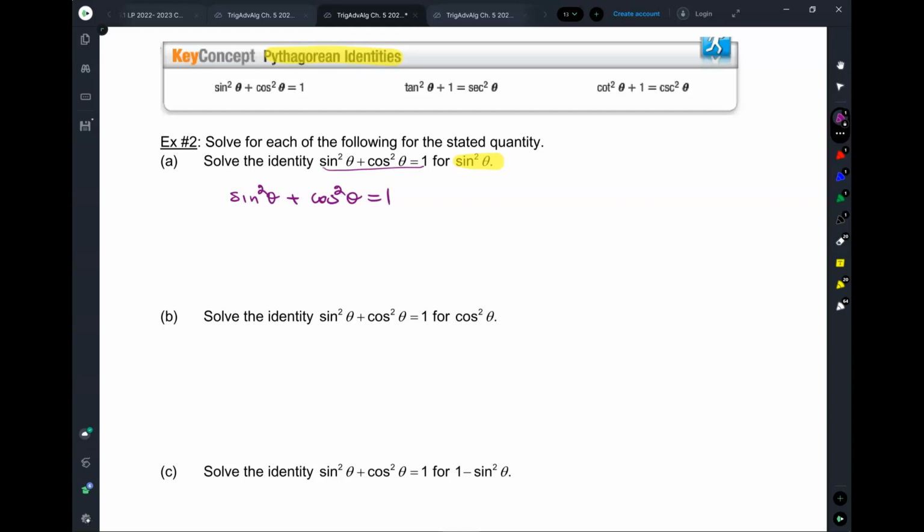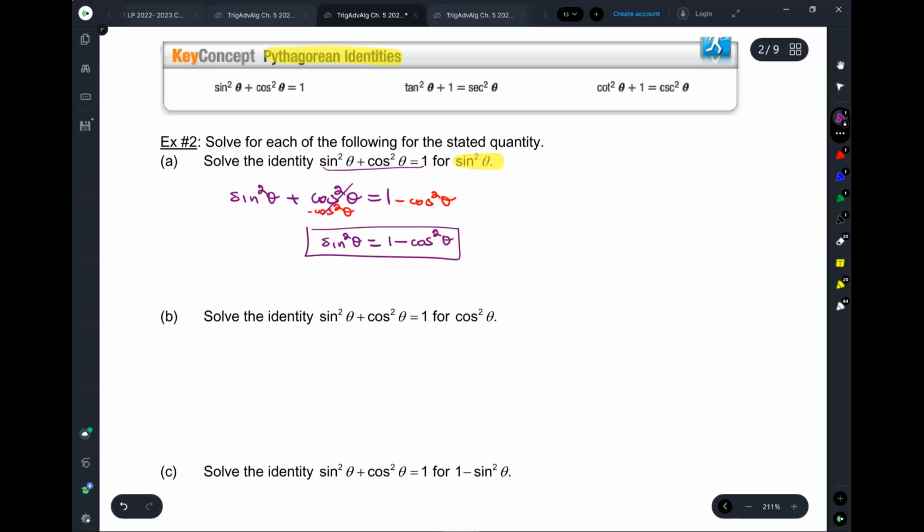So what am I going to do? How can I get rid of the cosine in order for a sine to be alone on this side? What are we going to do? Subtract cosine squared theta, right? Okay? So this goes away. Garrett, can you write these down? So what do I have left? Sine squared theta is equal to 1 minus cosine squared theta.